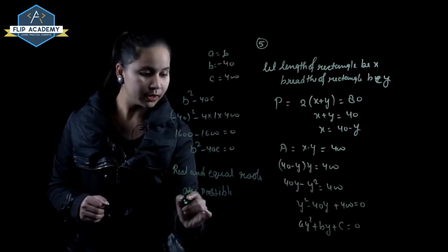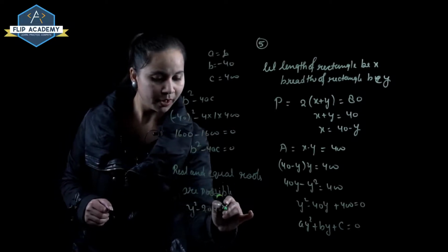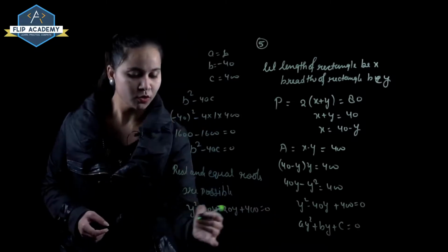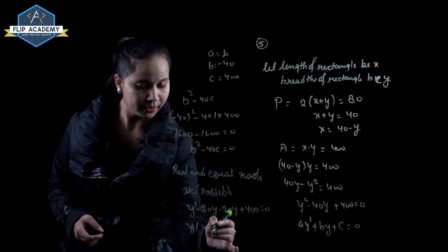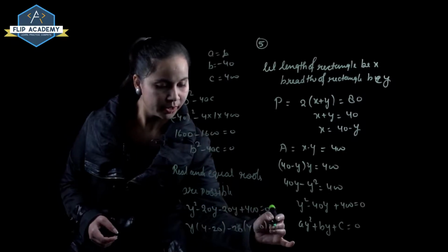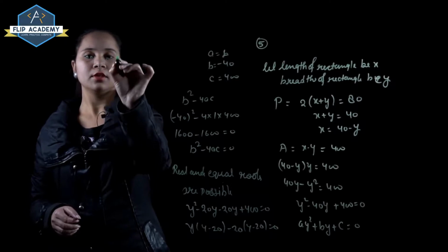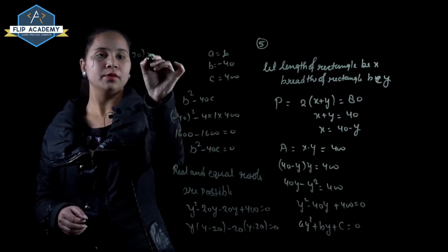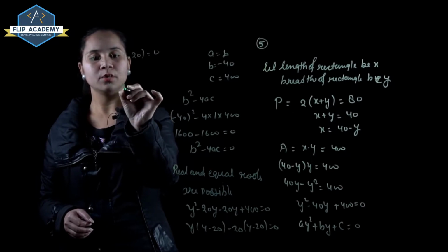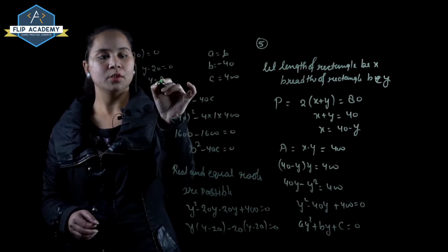Now factorize it. What will it come to? y square minus 20y minus 20y plus 400 equals 0. So y is common here, what remains is y minus 20. Minus 20 is common here, y minus 20 equals 0. So y minus 20 is common, so another bracket, y minus 20 equals 0. So y minus 20 equals 0, y is equal to 20.